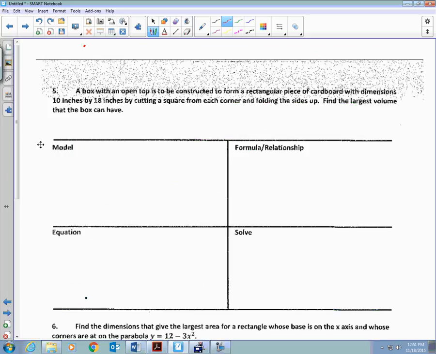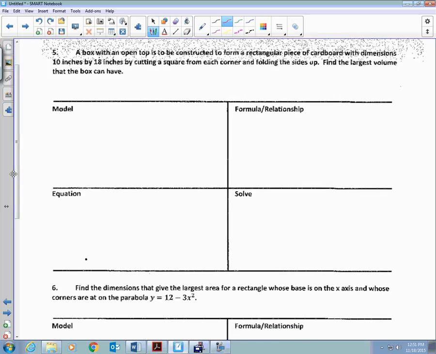Problem number 5. A box with an open top is to be constructed from a rectangular piece of cardboard with dimensions 18 by 10 inches by cutting a square from each corner and folding the sides up. Remember when we did this in class? I actually cut some pieces of paper off and folded it up.